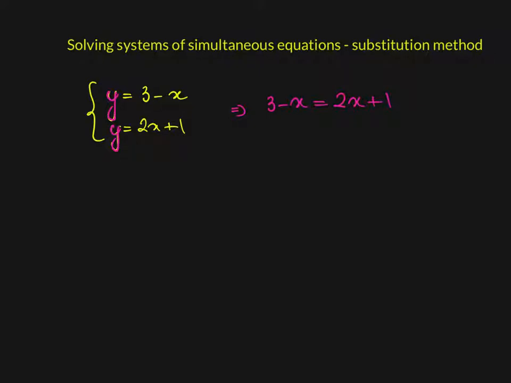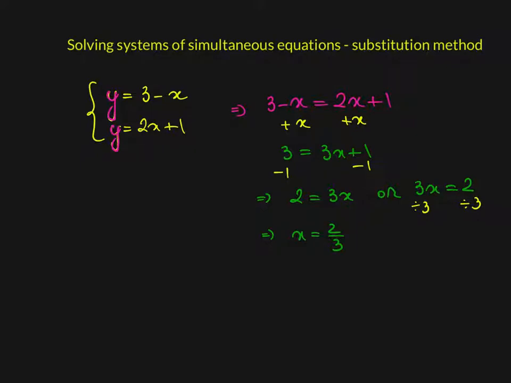So now I've got a linear equation with one unknown, x, so I need to find x. I add x to both sides, so I get 3 equals 3x plus 1, subtract 1 from both sides, therefore 2 equals 3x, or 3x equals 2, I always like to have x on the left hand side, and then I divide both sides by 3, so I get x equals 2 over 3.